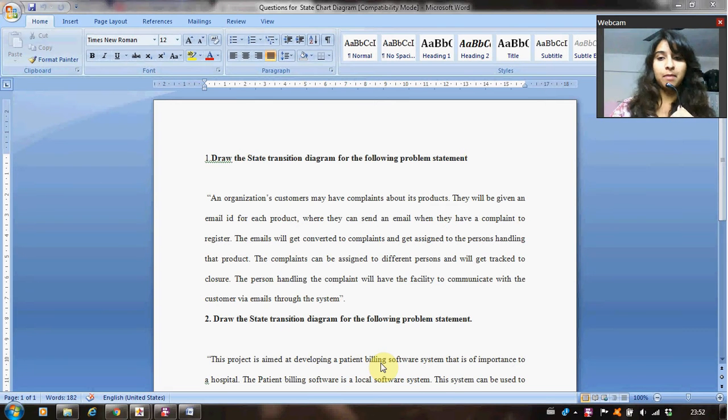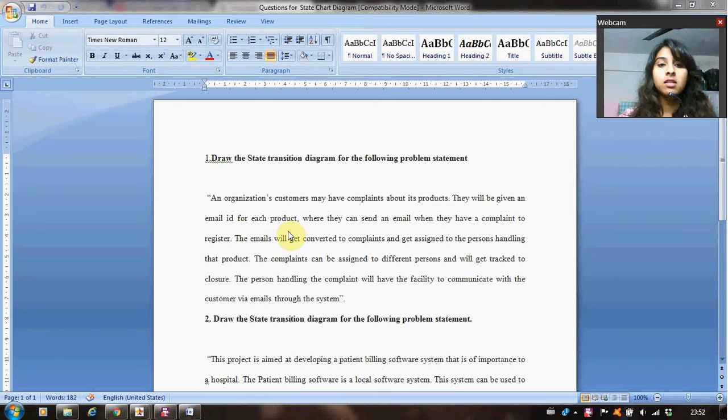This is Case Tools lab exercise number 5, and in this exercise we are going to see how to draw a state chart diagram. So here we have two questions to draw a state chart diagram. As we draw the diagram, we'll get to know what are the notations that we use to draw a state chart diagram and how it has to be proceeded.